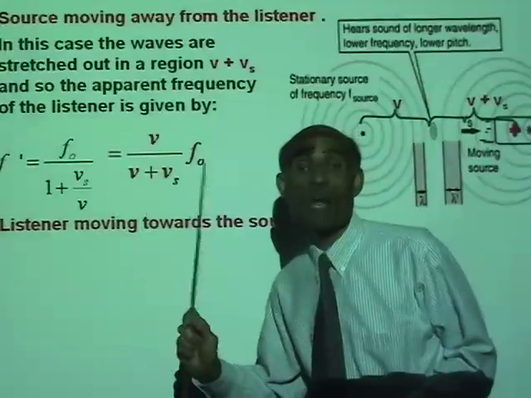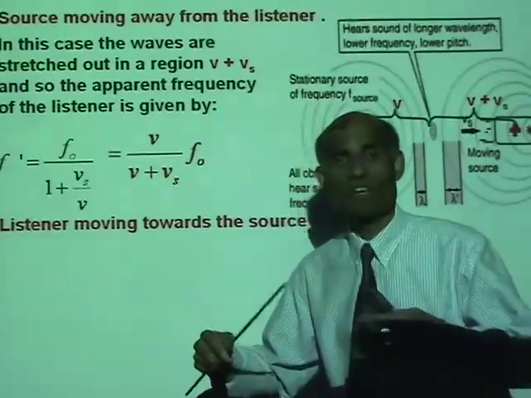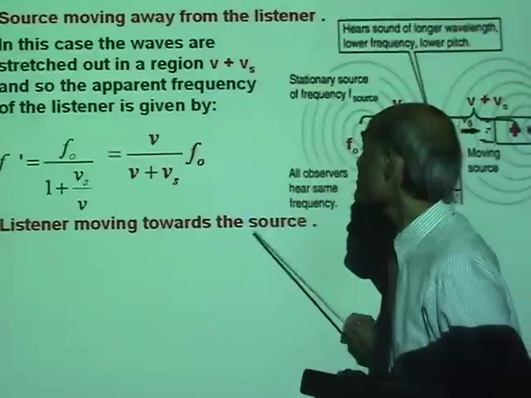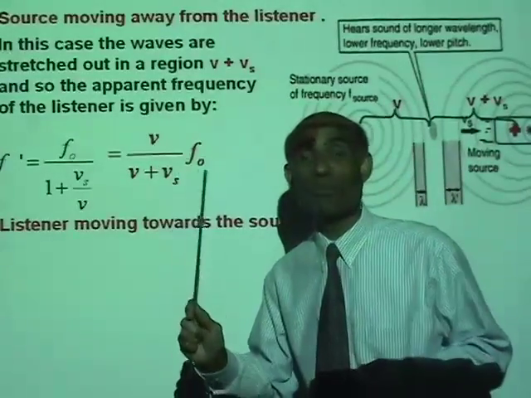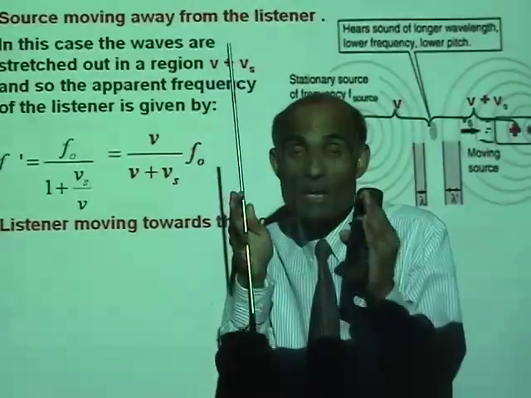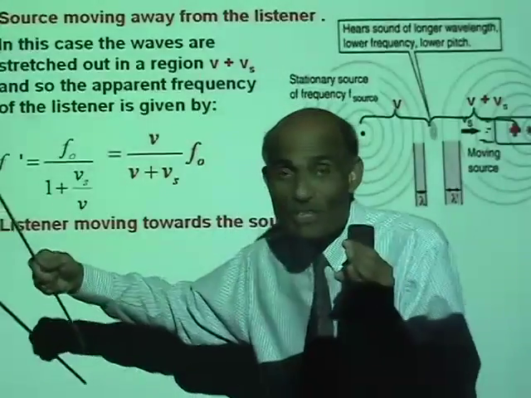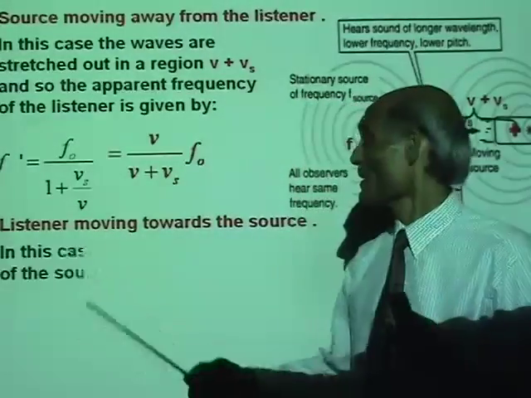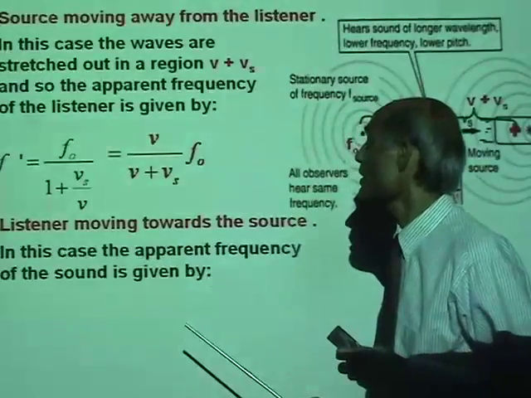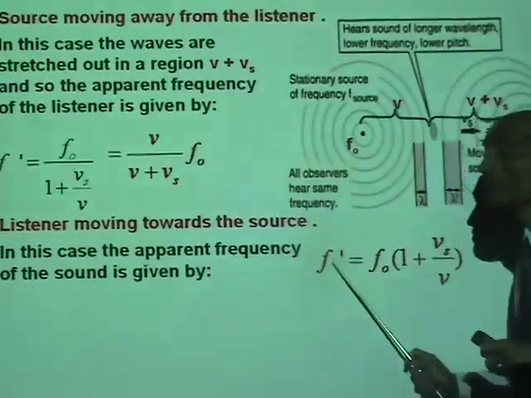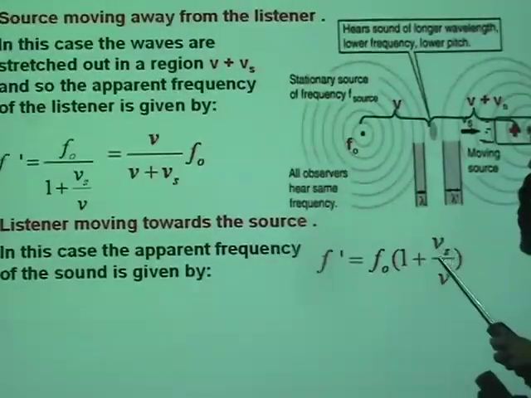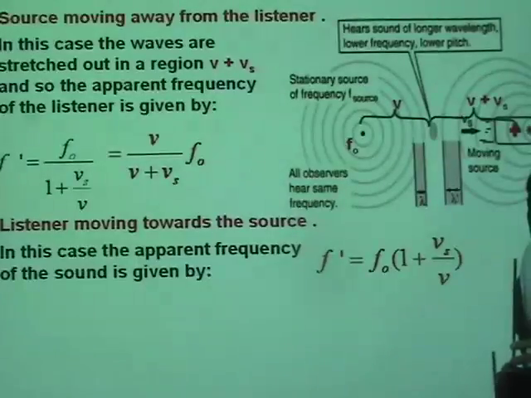Now I'm going to give you a couple more equations. We are not going to bother about deriving it. Listener moving towards the source. Now will that be different? This time the ambulance is going to stay in one place and the listener is going to move towards it. What will be the apparent frequency? The apparent frequency of the sound is given by f prime equal to f0 times 1 plus Vs over V.